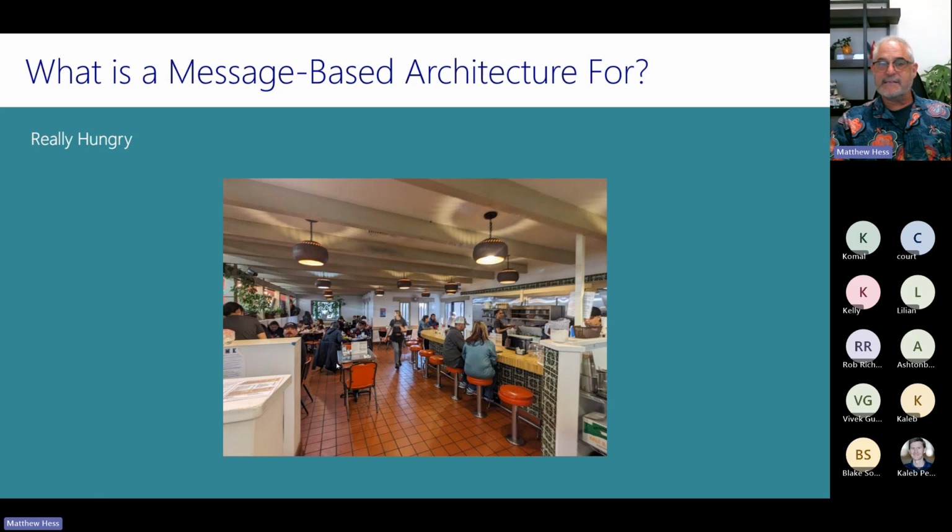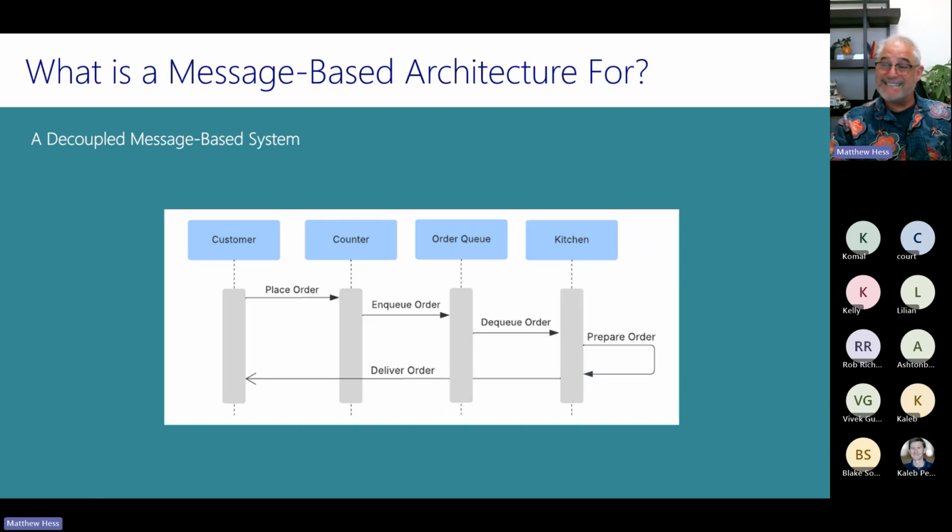So again, let's do this as a UML sequence diagram to really see what's going on here. So we've got the customer, the counter, the kitchen, and this is the key here, the order queue, which in the physical world is that actual spinny metal rack where the tickets get put. So what happens is when you place your order, it gets enqueued in the order queue. And then when the cook gets ready to cook it, they dequeue the order. They take the message off the system and then they prepare it and send it out.